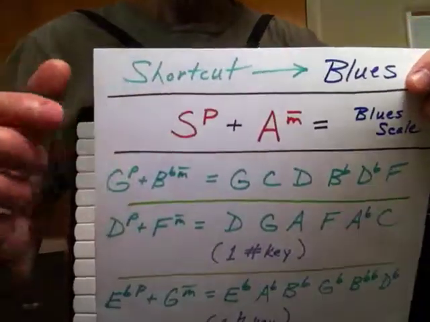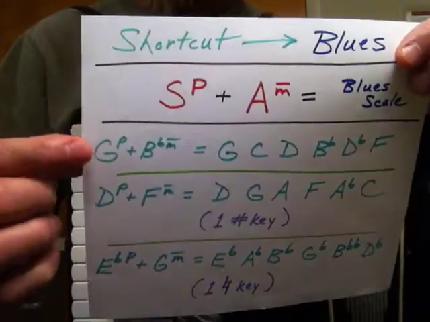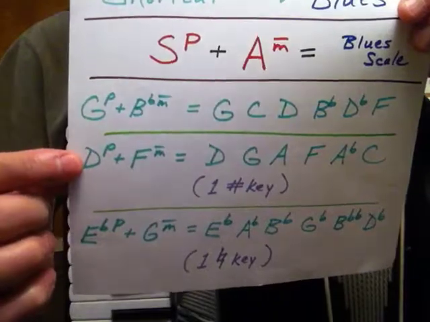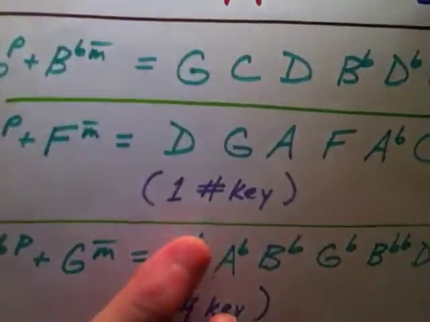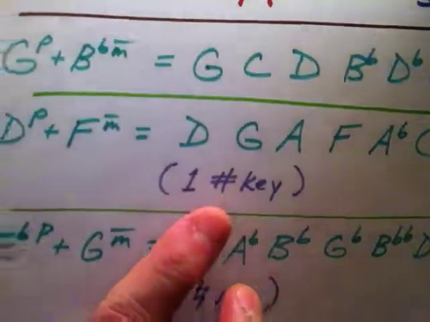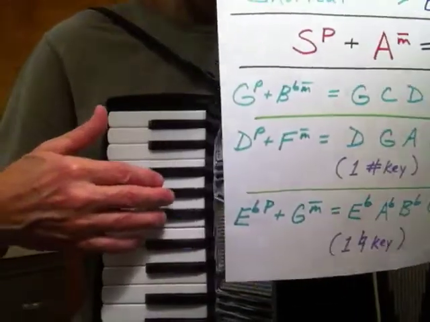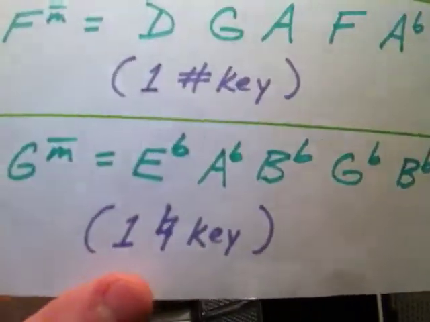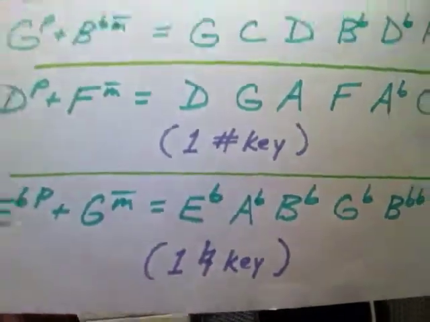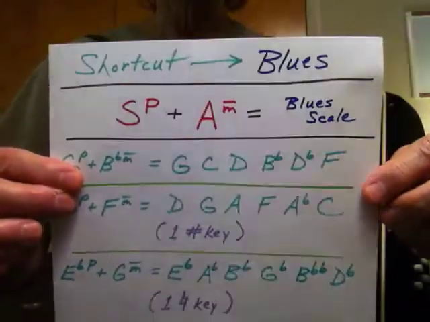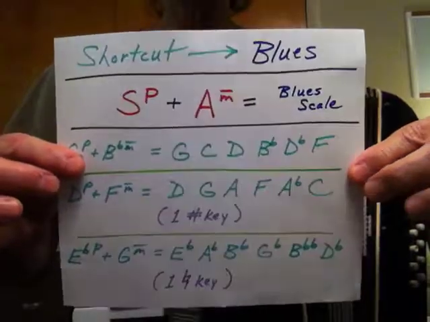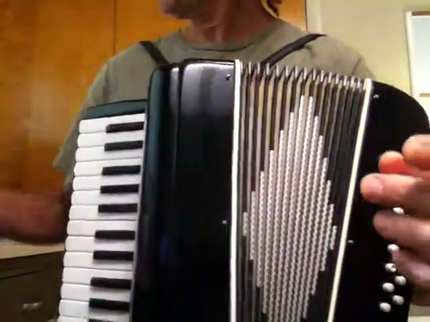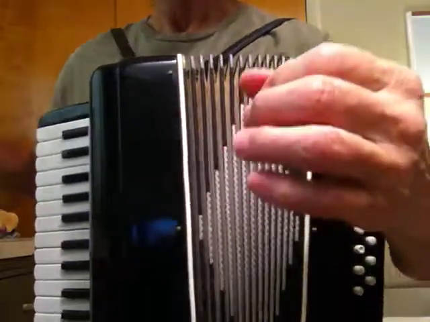And you can do this system with any key. Here's G, your G blues scale. Here's D. D's nice if you want to play with only one sharp key. E flat's nice if you want to play using only one natural key. Okay, we'll get into that pretty soon. Just hold on. So that's what I was trying to tell you, a shortcut. So let's actually use it.